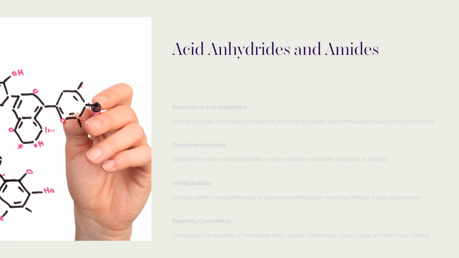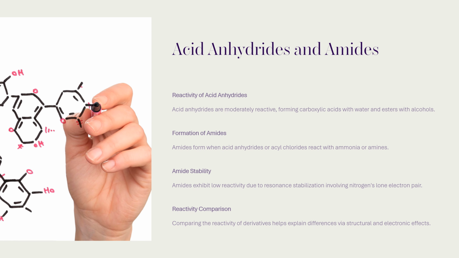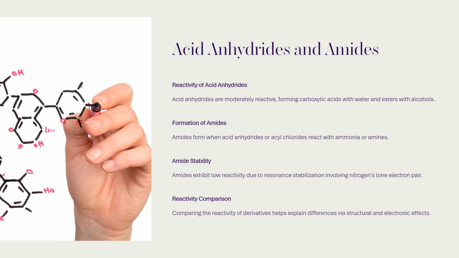Acid anhydrides are less reactive than acyl chlorides but more reactive than esters. They react with water to form two molecules of carboxylic acid and with alcohols to form esters. Amides are formed when acyl chlorides or acid anhydrides react with ammonia or amines. Amides are relatively unreactive due to resonance stabilization involving the nitrogen lone pair.